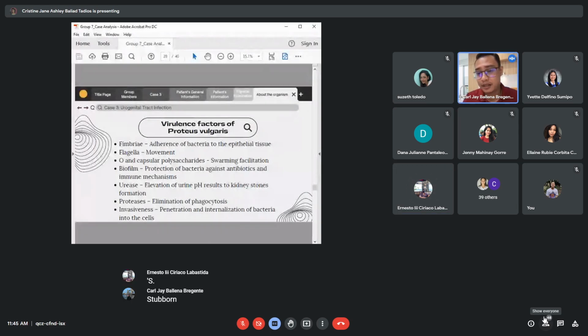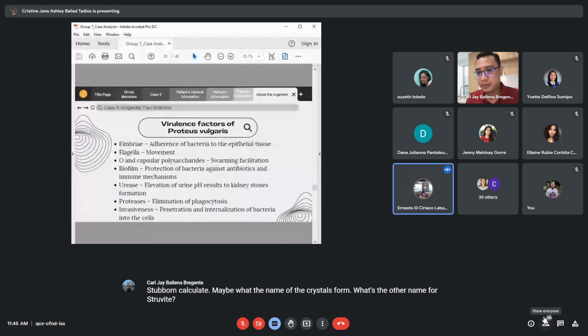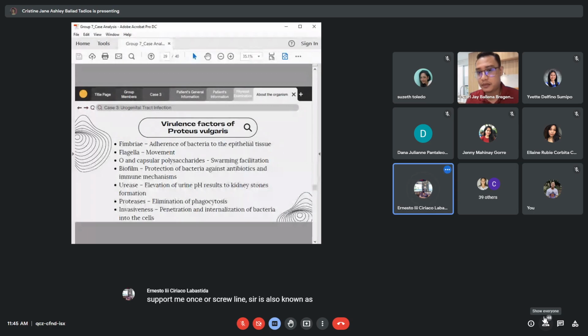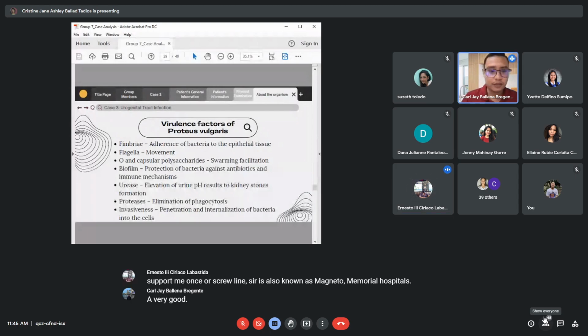Staghorn calculi. By the way, what's the name of the crystals formed? Struvite, sir. What's the other name for struvite? Struvite, sir, is also known as magnesium ammonium phosphate. Okay, very good. Do not forget that you have already your AUBF.